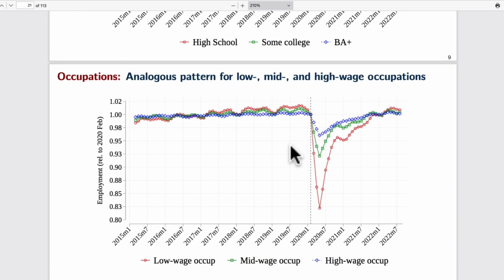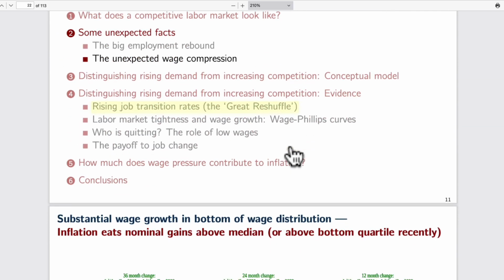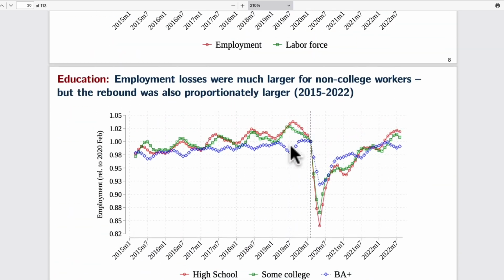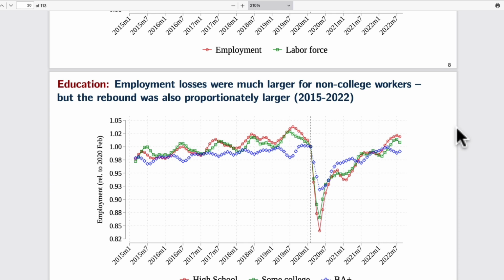Employment losses. That's not what I'm looking for. Oh yeah, hang on. This one here. This is employment losses and the rebound. And the red dots here, this is high school, green is some college, and blue is BA. You can see that BA is sort of just going sideways. It was slightly trending upwards pre-pandemic, and it has recovered, and it's following its typical pattern. But you can see that the big job gains are coming from high school and some college, from the lower skilled workers.